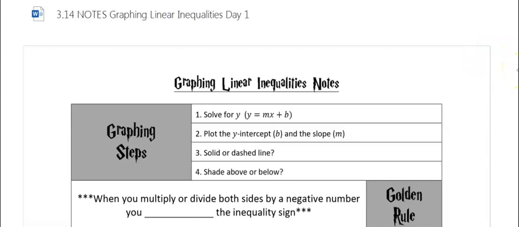All right, guys. So today we're doing graphing linear inequalities. This is similar to when we were doing graphing linear equations, but there are a few additional things that we have to keep in mind.